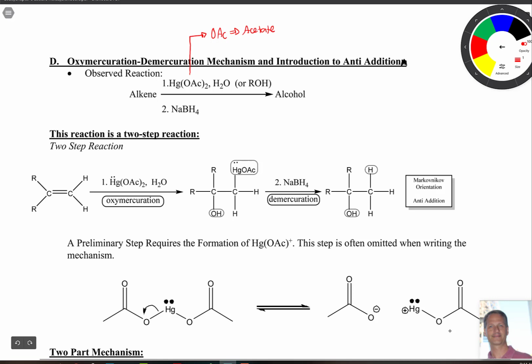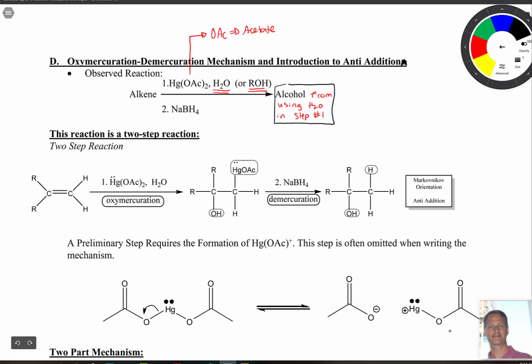Notice that we can use water here. That's what we use primarily in this chapter, or you could use an alcohol. And then you make an alcohol. So you get an alcohol, by the way, let's annotate this, from using H2O in step number 1.